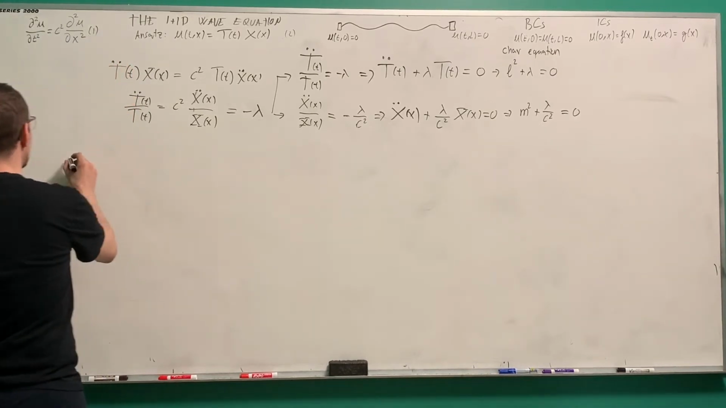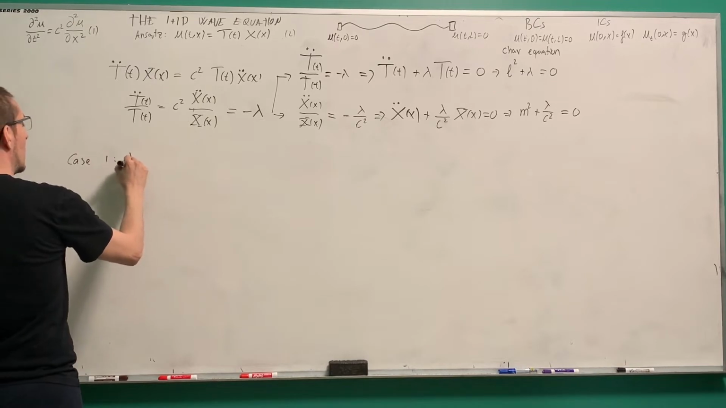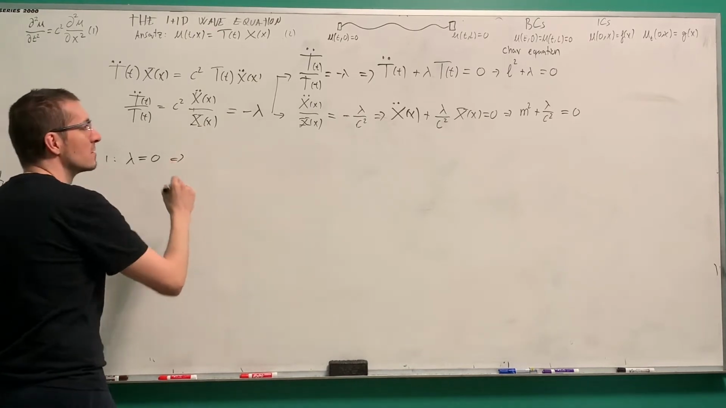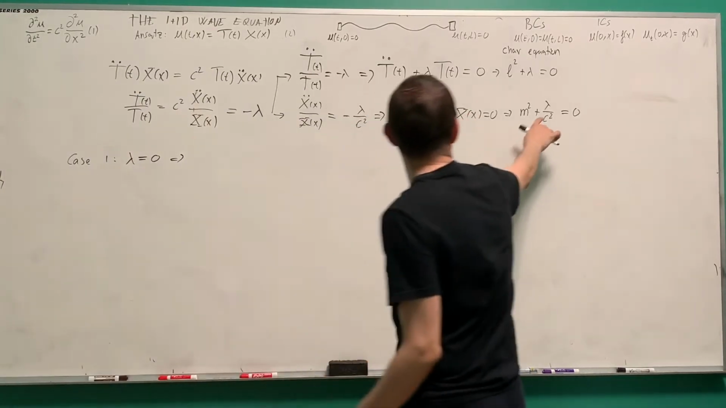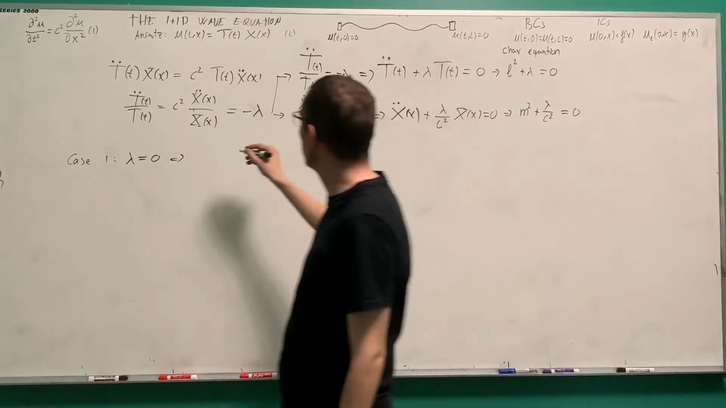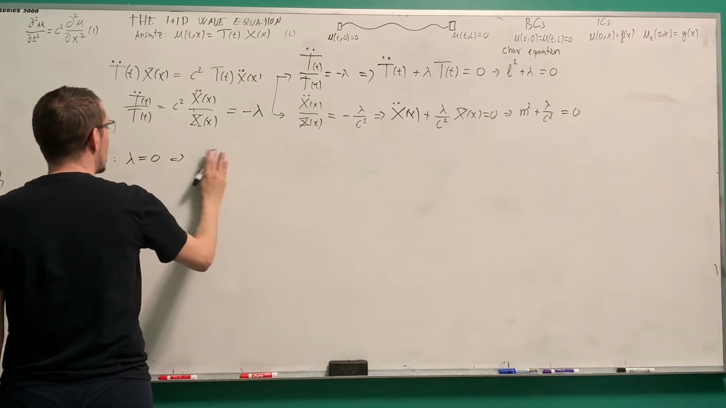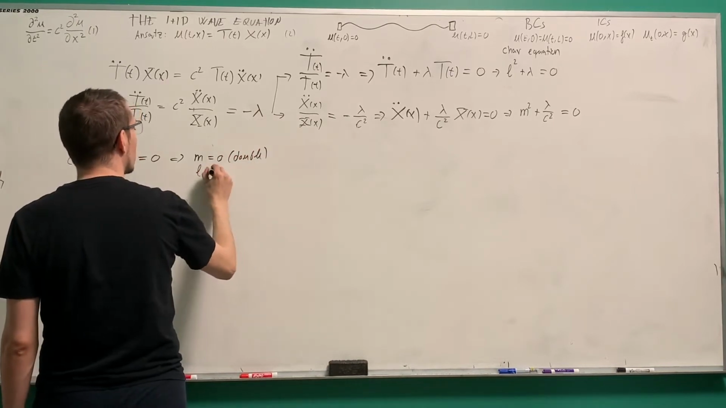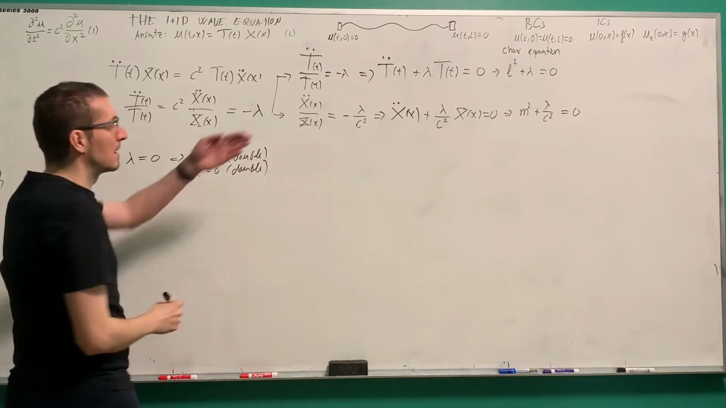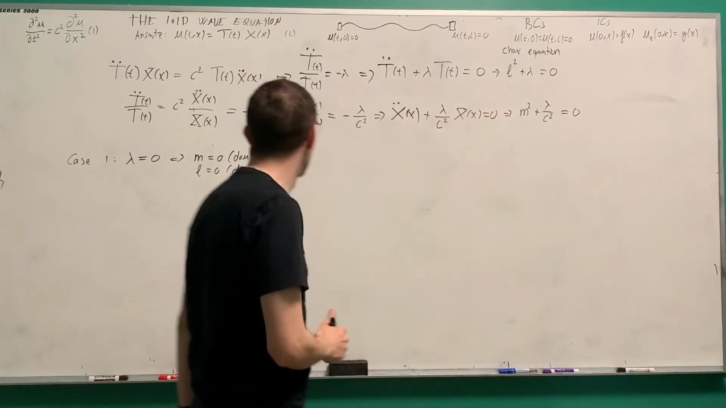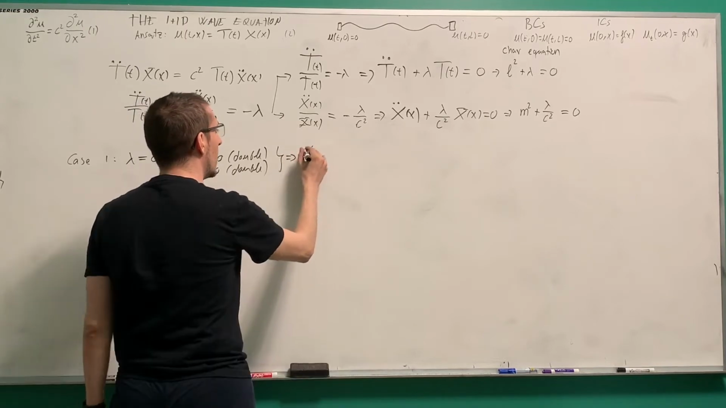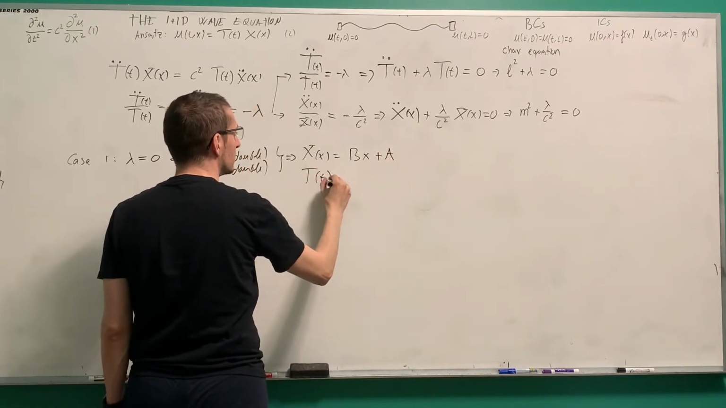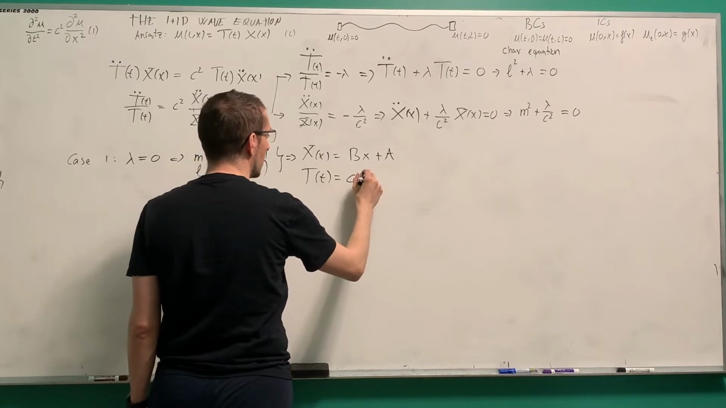Different cases. Case number 1. Lambda equals 0. All right, when lambda is equal to 0, then we have m squared equals 0. So it's very easy. It means that m equals 0, double root, but also L equals 0, double. As you can see from this equation, solve for L and for m. And that means that X of x would be bx plus a, and T of t would be ct plus d.